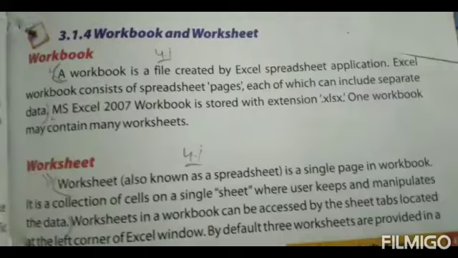A worksheet, also known as a spreadsheet, is a single page in a workbook. It is a collection of cells on a single sheet where the user keeps and manipulates the data. Same as we have a computer book: the computer book is a workbook and its pages are worksheets. So this is the difference between workbook and worksheet.